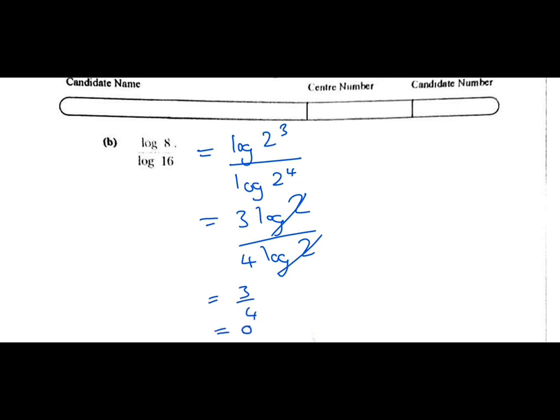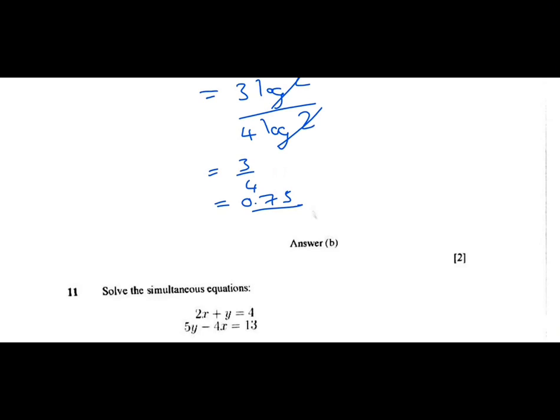So our answer will be 3/4 or 0.75. Okay, let's move on to question 11. Solve the simultaneous equations. 2x plus y is equal to 4, 5y minus 4x is equal to 13.